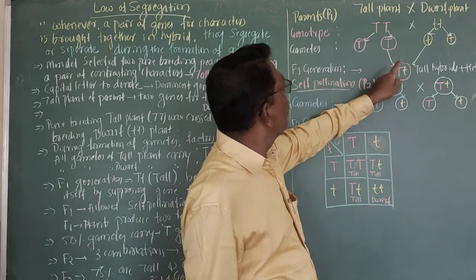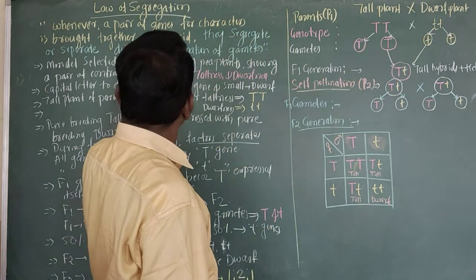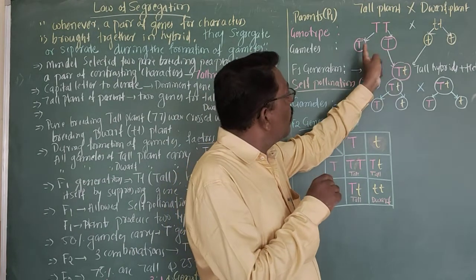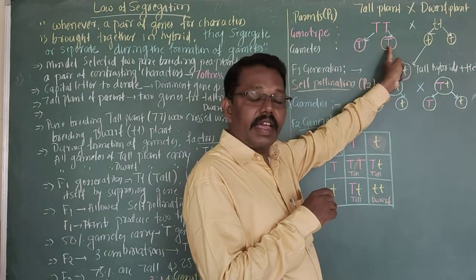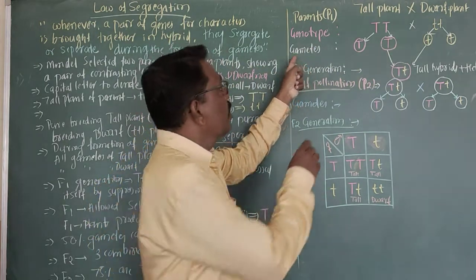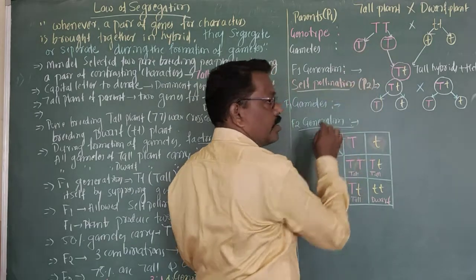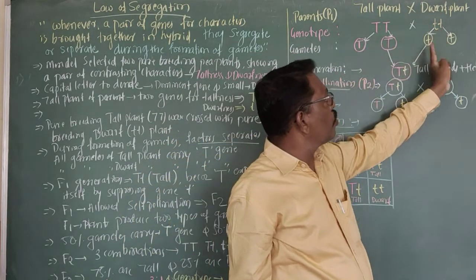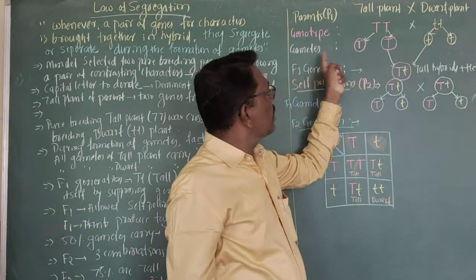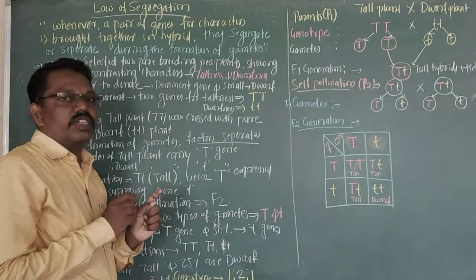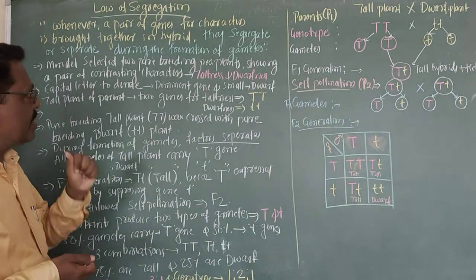Then whenever a pair of genes are brought together within a hybrid, at that moment they will segregate or separate when the gamete is formed. Those genes will separate or segregate. And this plant also, when it produces the gamete, the genes will segregate. That is the first law of inheritance.